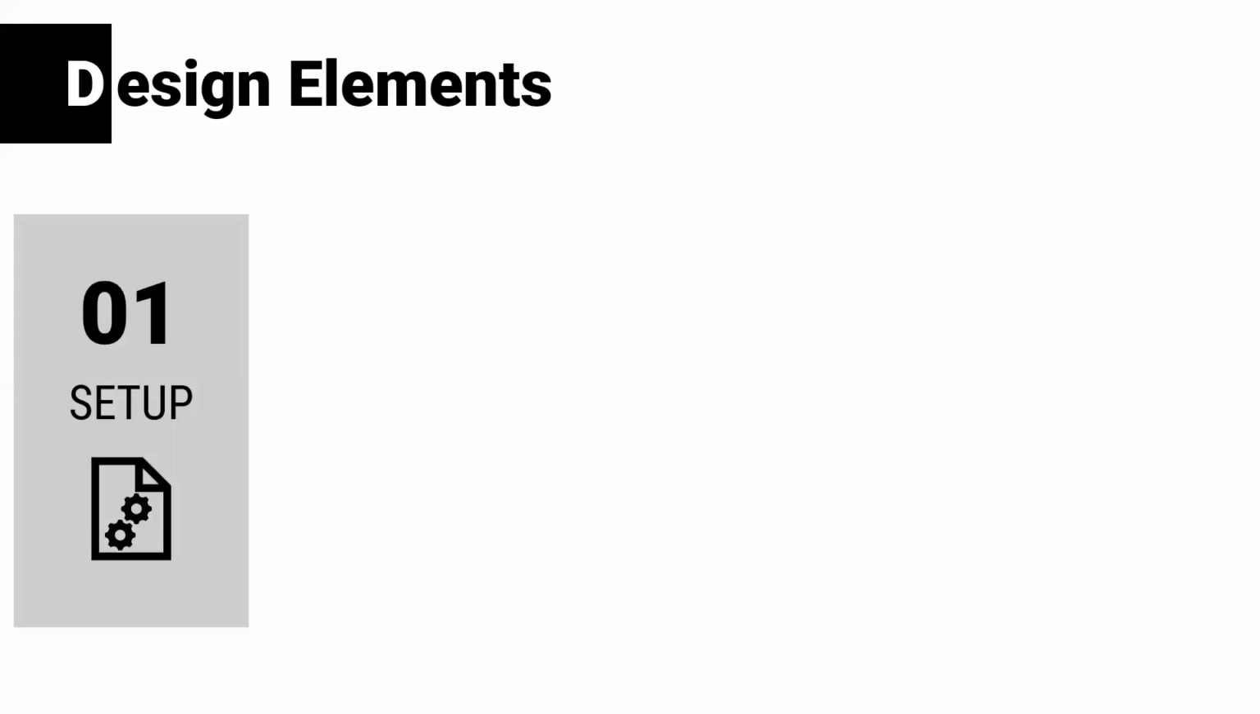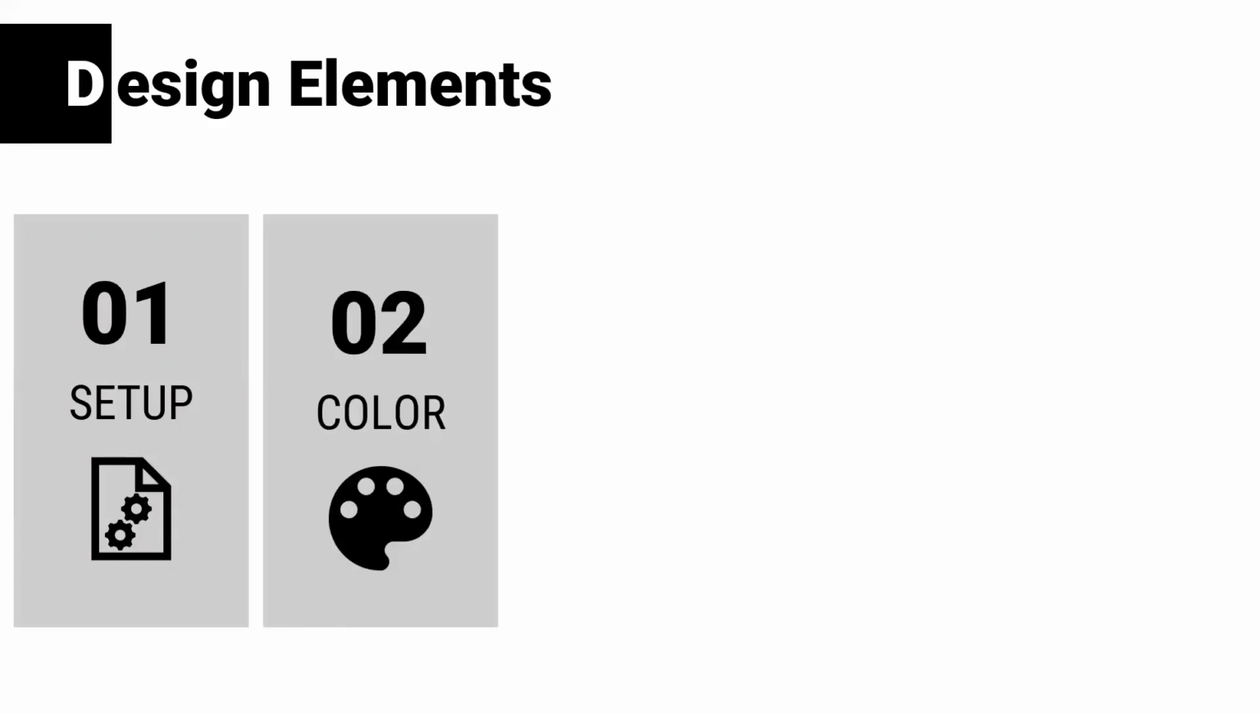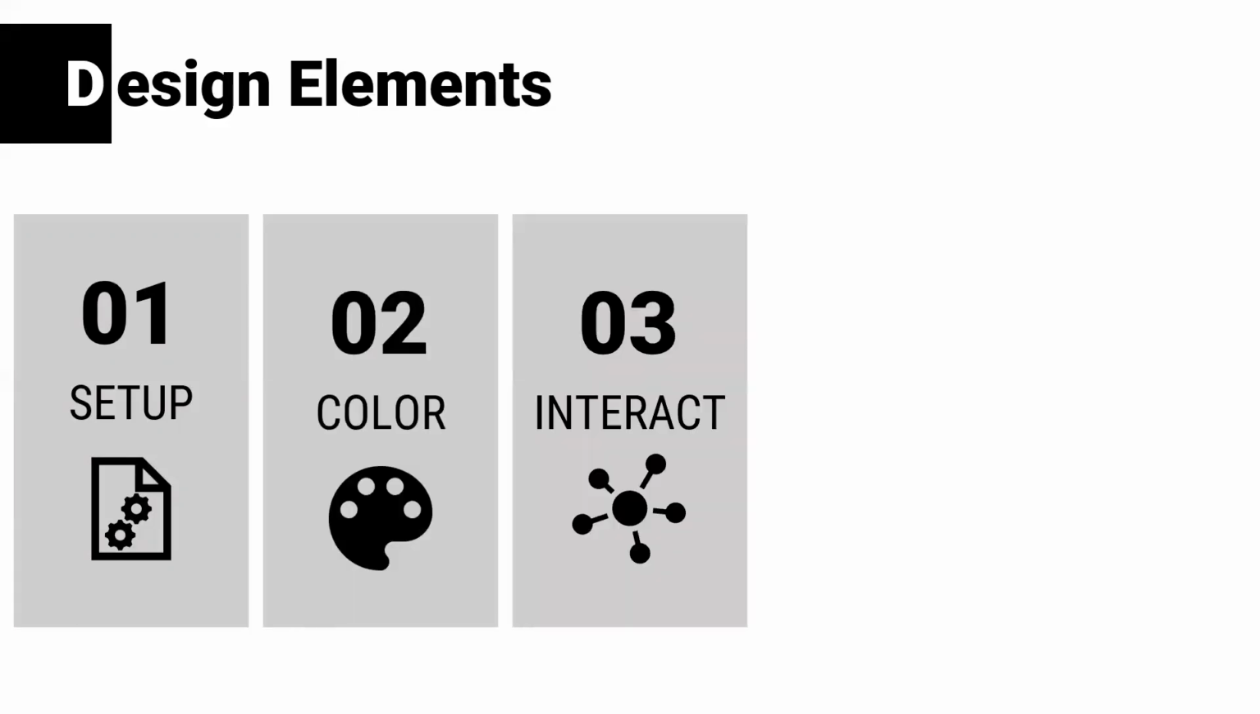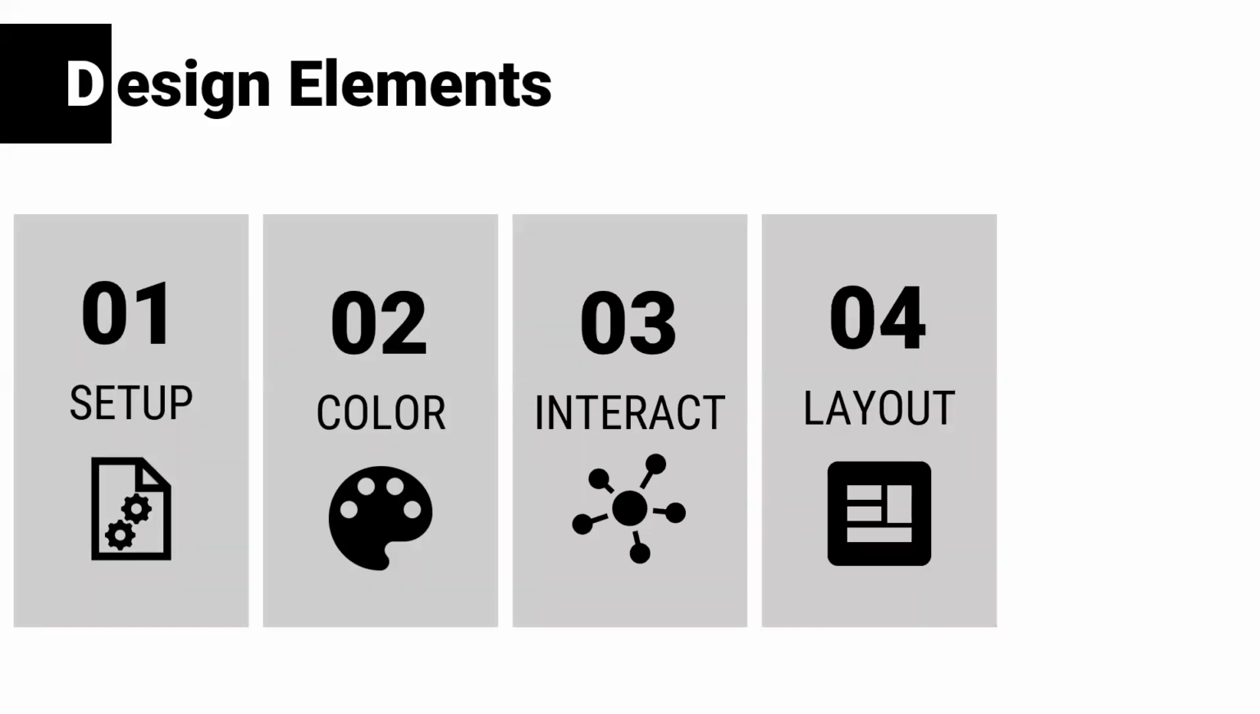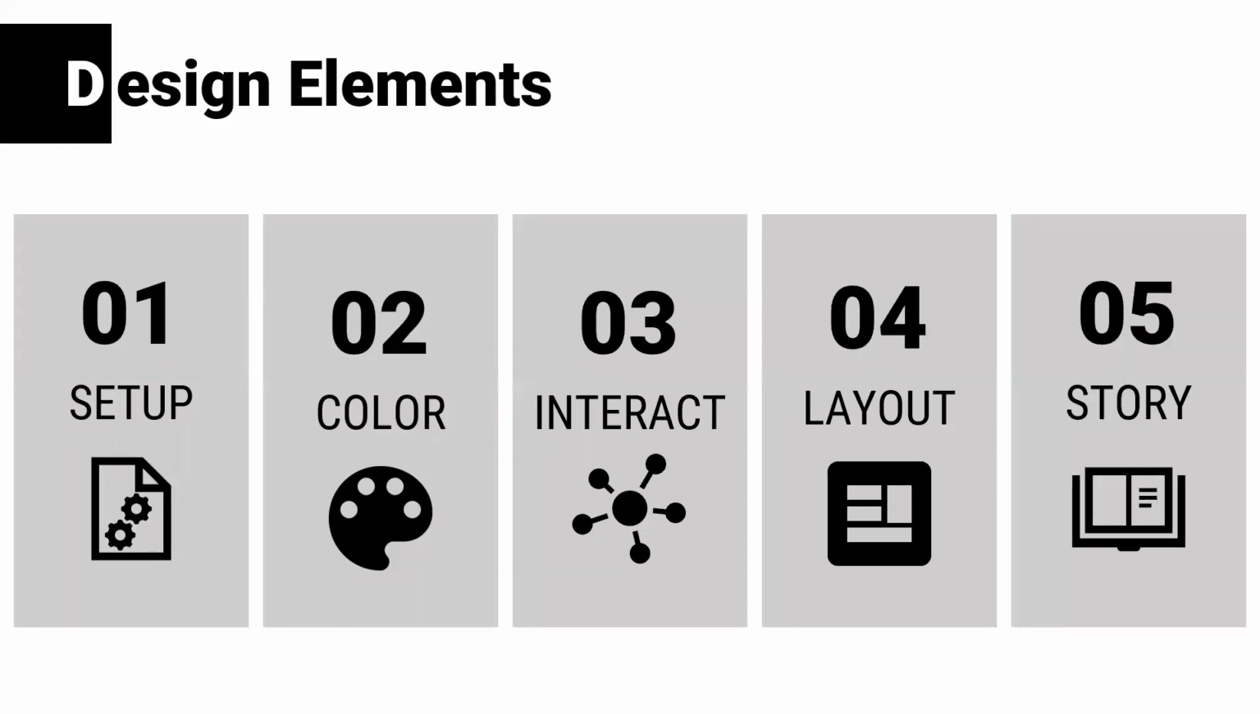The first one is I'm going to give you some tips on how to set up your overall deliverable to be successful. The second is I'm going to talk a little bit about some color tips. The third, I'm going to talk about building interactivity into your graphics. The fourth is I'm going to give you some tips on how to make sure that you're using appropriate layout that's all nicely aligned. And the fifth is I'm going to talk about embedding storytelling into the overall visuals.